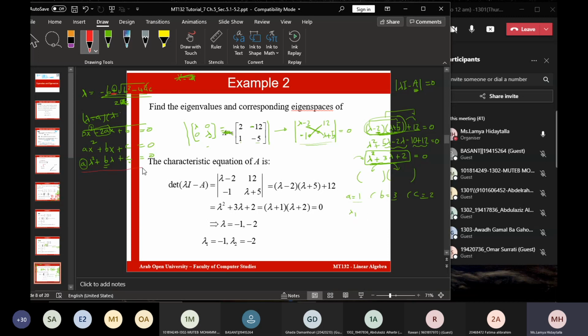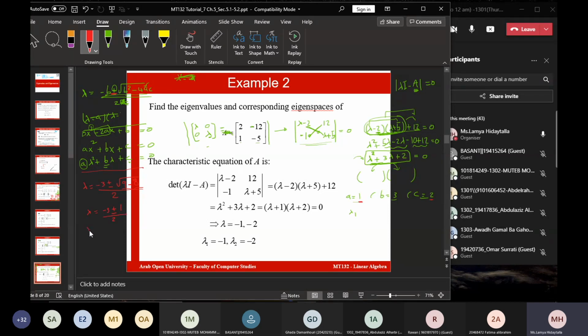If you want, let me do it here for you. When a is 1, b is 3, and c is 2, lambda is equal to minus b, that is minus 3, plus or minus the square root of b square, that is 9, minus 4ac, that is 8, correct? And then over 2a, a is 1, so over 2. Then we solve: lambda is equal to minus 3 plus or minus the square root of 9 minus 8, which is 1, and then over 2.